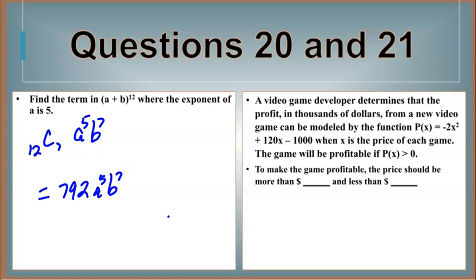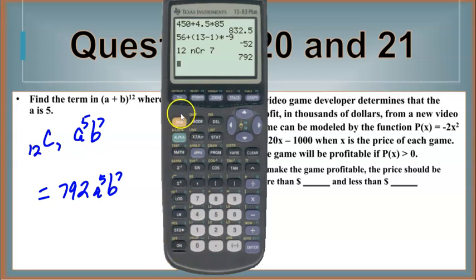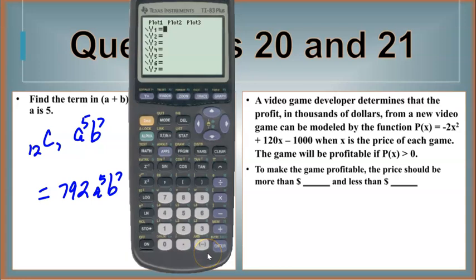Question 21. A video game developer determines that the profit in thousands of dollars from a new video game can be modeled by the function p of x equaling negative 2x squared plus 120x minus 1,000, where x is the price of each game. The game will be profitable if p of x is greater than 0. So to make the game profitable, the price should be more than blank and less than blank. The quickest way of doing this one is grabbing our calculator, going to our y equals, typing in the function, and finding the zeros.